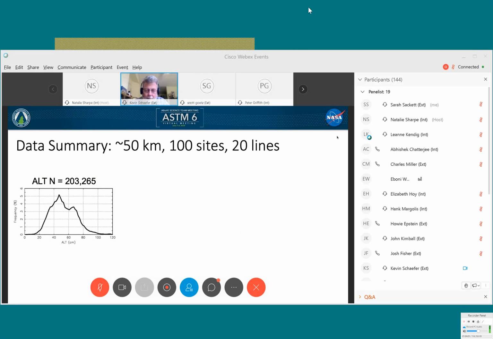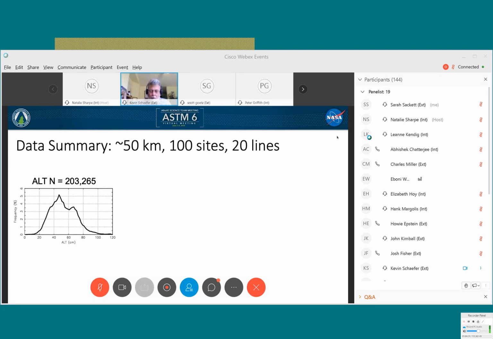Now, to give you an idea of how much data we got, in terms of linear surveys, we got about 50 kilometers worth of data with an average spacing between 75 and 100 centimeters. And this is spread over about 100 sites, and we currently cover about 20 of the 66 flight lines.